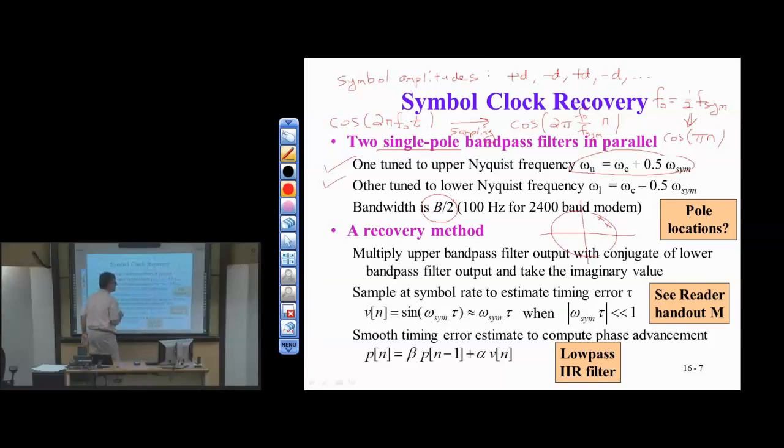So the upper one will be tuned to the carrier plus half the symbol rate. And the lower one, this is an L, not a 1, will be tuned to the carrier minus half the symbol rate. These are complex valued poles. This is the one case I mentioned early in the semester where we have a complex valued infinite impulse response filter. The coefficients are complex valued and pretty useful.